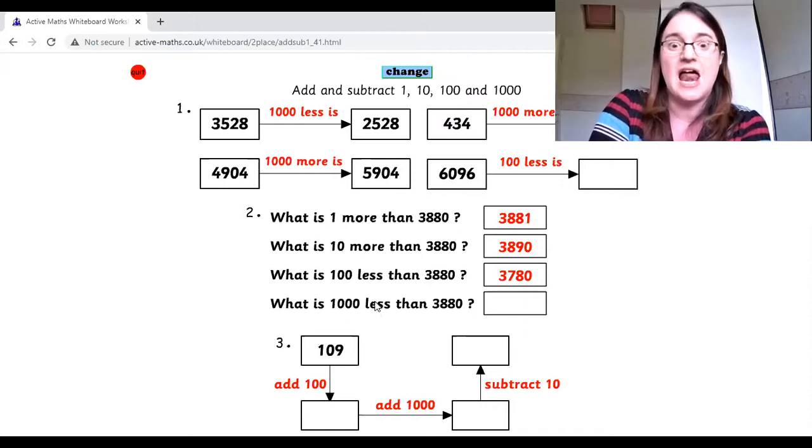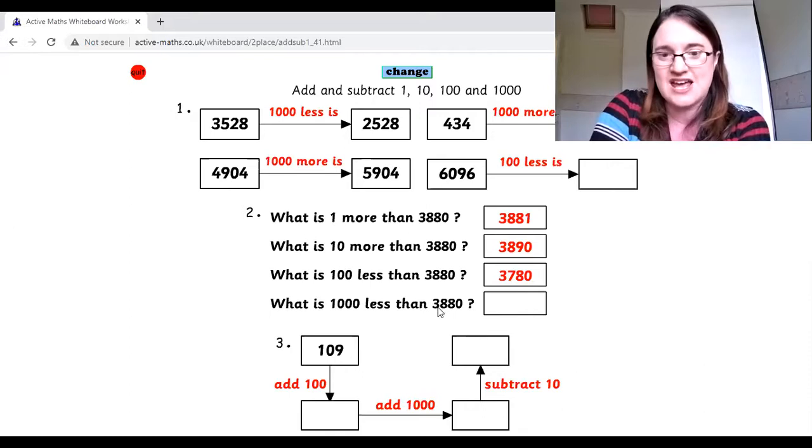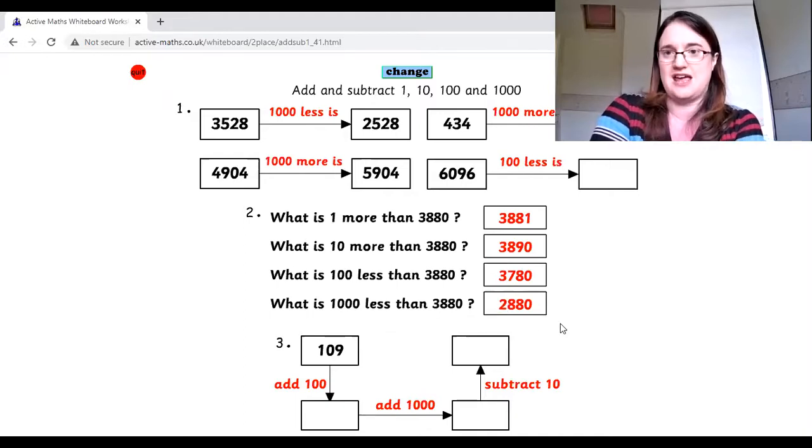3,780. And then again, it's less, this one, so it's 1,000 less. So this digit here, this 1,000, is going to drop by 1. So we're going to end up with 2,880.